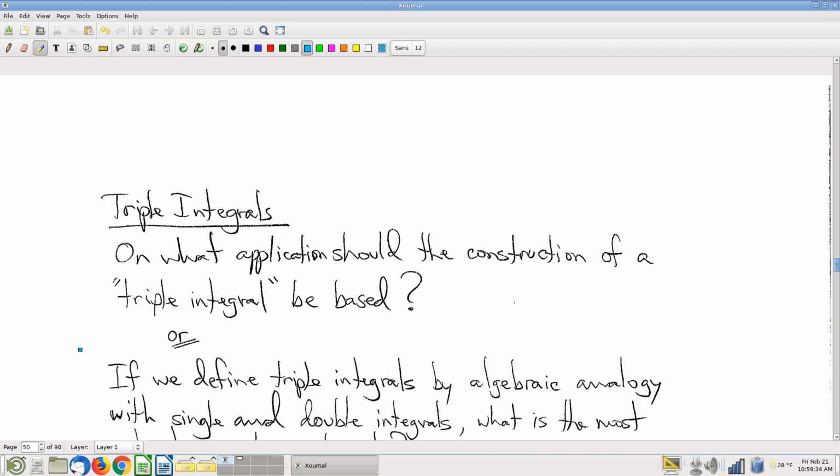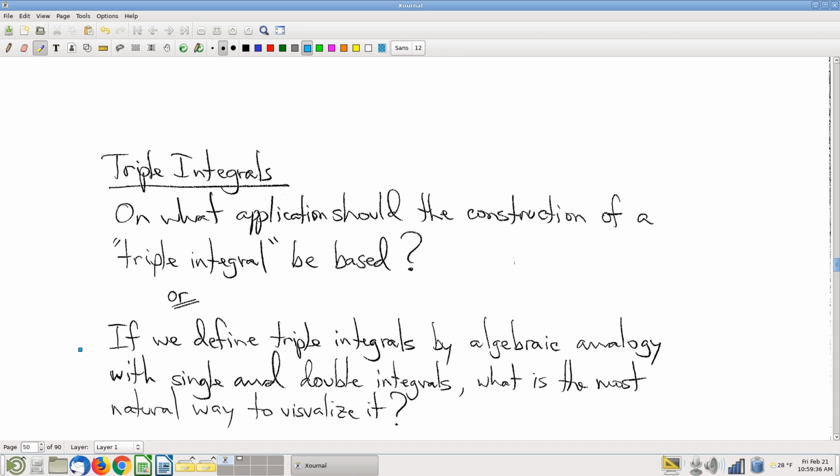Okay. So, we want to define something called a triple integral. We did double integrals. Why not triple integrals? And reasonable question, if we write down triple integrals, what's our starting point for that, right? What should be our motivating problem?